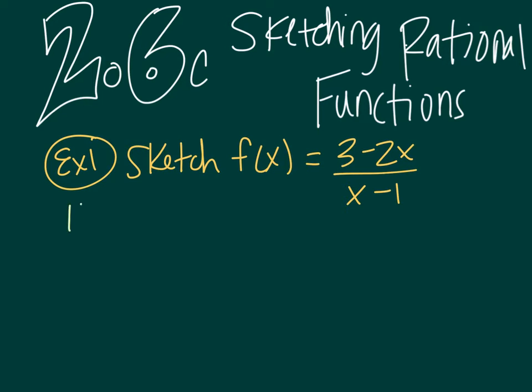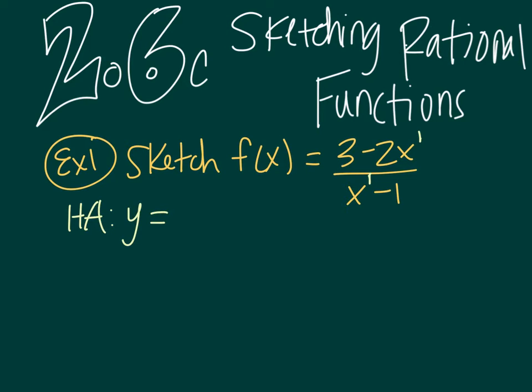Let's determine the horizontal asymptote. Remember, the horizontal asymptote is determined by the degrees of the numerator and the denominator. In this case, the degree of the numerator is 1 and the degree of the denominator is 1. They're equal. That means we need to do a ratio.